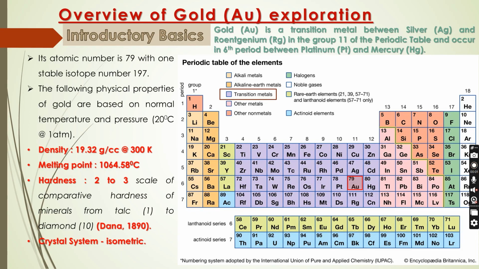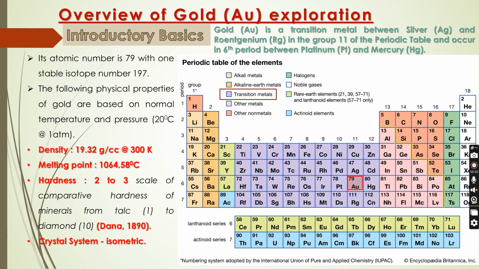Hi everyone, this is a dedicated video on gold exploration, its basic overview. So let's start with the introductory basics. As we know, in the periodic table, the atomic number of gold is 79.